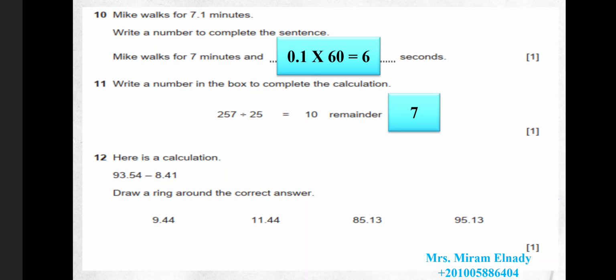Let's do these calculations by subtraction. Put them under each other. Remember, the decimal point must be in the correct place. 4 minus 1, 3, 5 minus 4, 1, and then 3 minus 8 cannot be, you have to borrow. It will be 13. Minus 8, it will be 5, and that's it. So the final answer, 85.13.